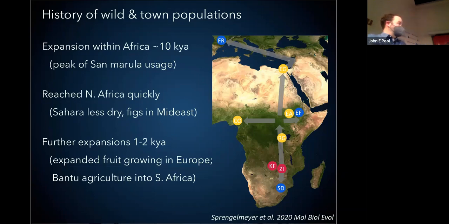And then, in roughly the same time frame, we have a population split between our Egypt and France samples, which could correspond to, roughly speaking, the expansion of the species from the Middle East into Europe. And that was also a time of increasing fruit cultivation in Europe. So a lot of these events actually seem to line up surprisingly well with known aspects of human history.